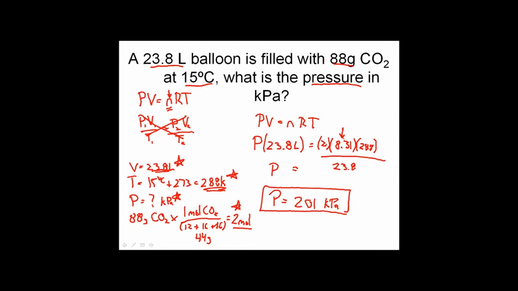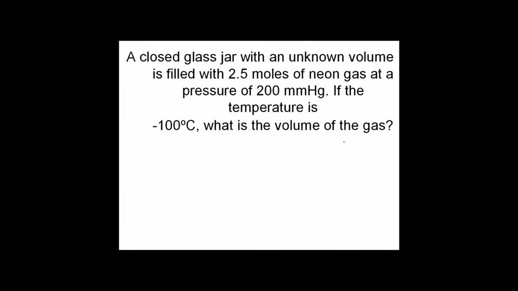All right, guys, let's go on to our next problem here. Same thing here. Let's check out what kind of formula we're going to use. We have the 2 formulas we're going to use. In this case, we'll look at the variables. A closed glass jar with an unknown volume is filled to 2.5 moles. All right, well, right away, I've been giving you moles right here. So you know you have the formula that you need to use moles, which is going to be PV equals nRT.